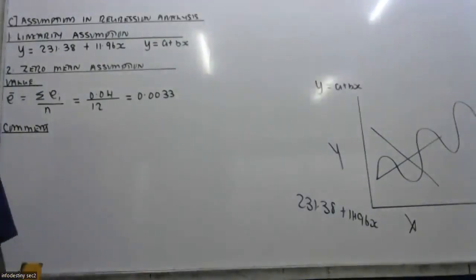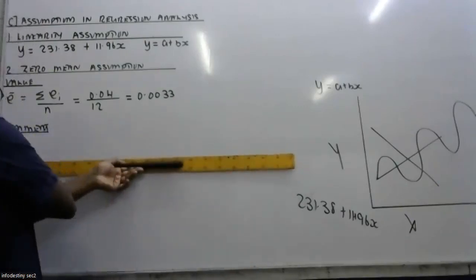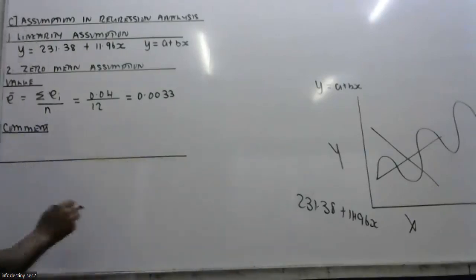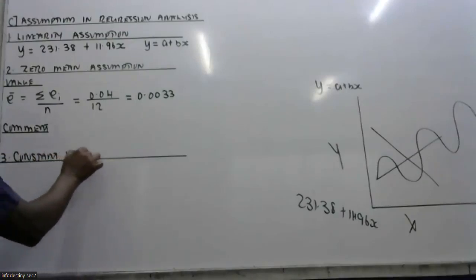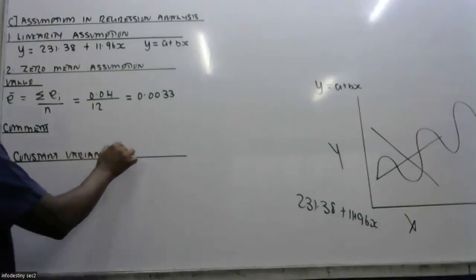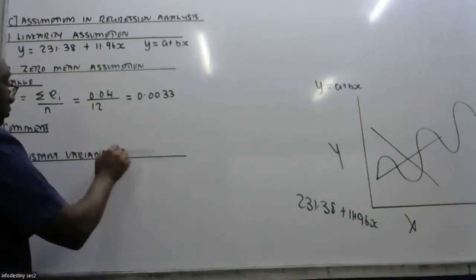That's how you go about it. But if you do not want to use the words "too small", you can also do a hypothesis test, but that is good enough. Number 3, the constant variance assumption.